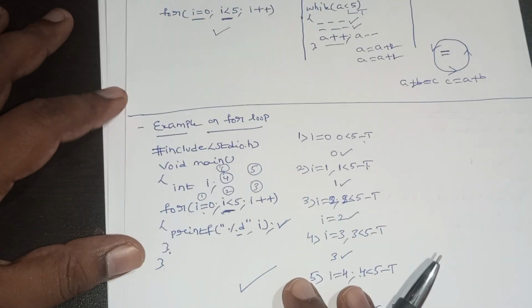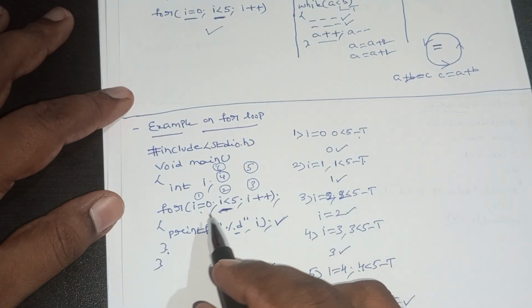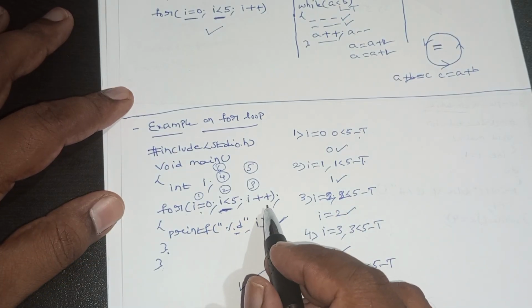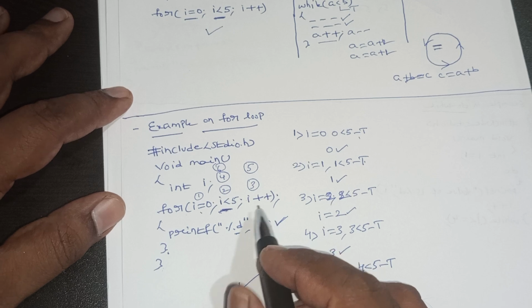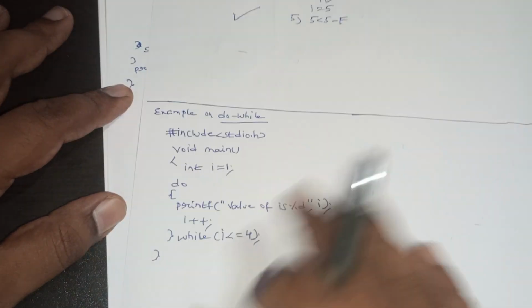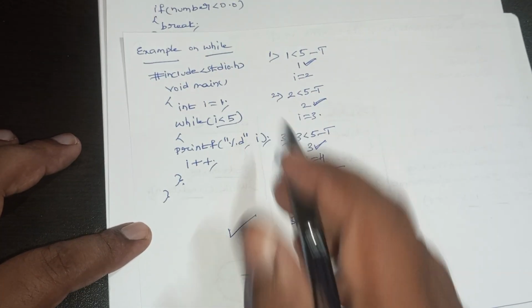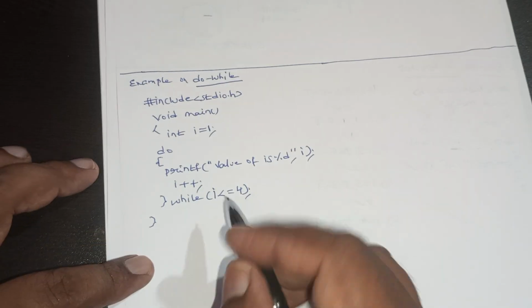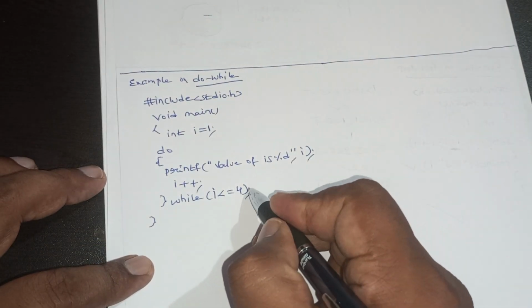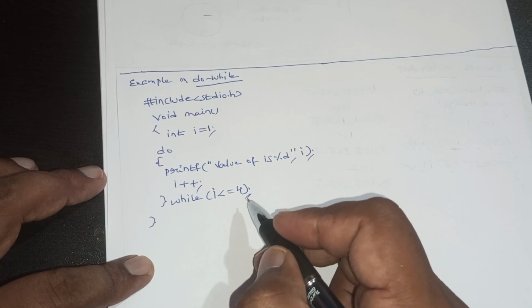When there is a for loop, don't place a semicolon here. If you place a semicolon, the loop body will not execute. Here also, at the end of the while loop, don't place a semicolon, it won't execute. But coming to the do while, you have to place a semicolon. That is the difference.